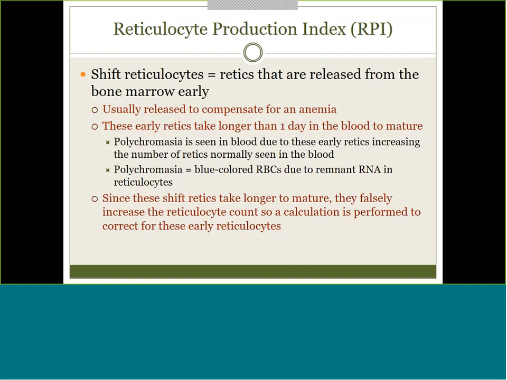We usually see this anytime that we're getting super low on oxygen, like in different anemias, and your bone marrow is trying to compensate and keep up with that anemia and get the oxygen out there. As a result of these shift reticulocytes, they're really blue-gray in color, and that becomes obvious, and it's what we call polychromasia. Polychromasia is referring to when you have a bunch of blue-colored red cells on your peripheral blood smear. So that blue-gray coloring of the reticulocyte is really obvious, and we can call it polychromasia.